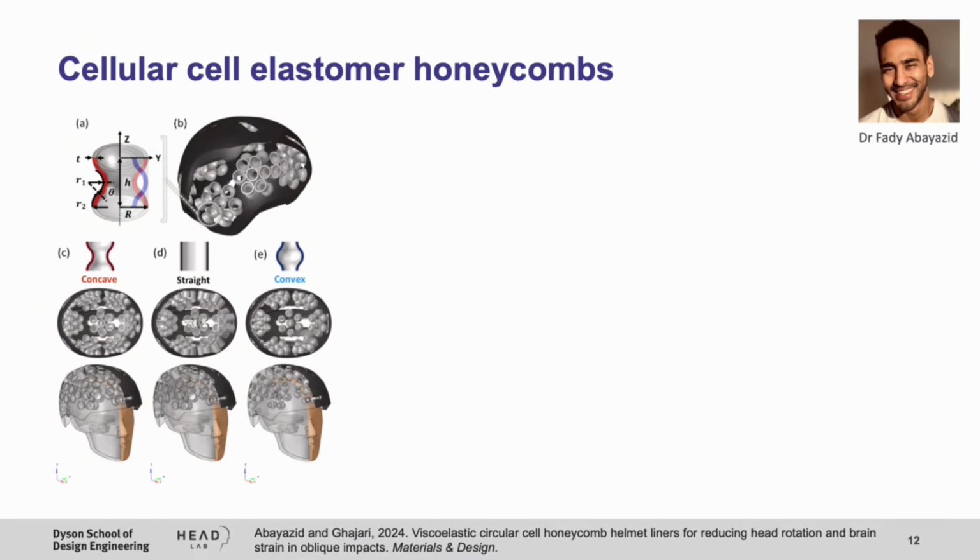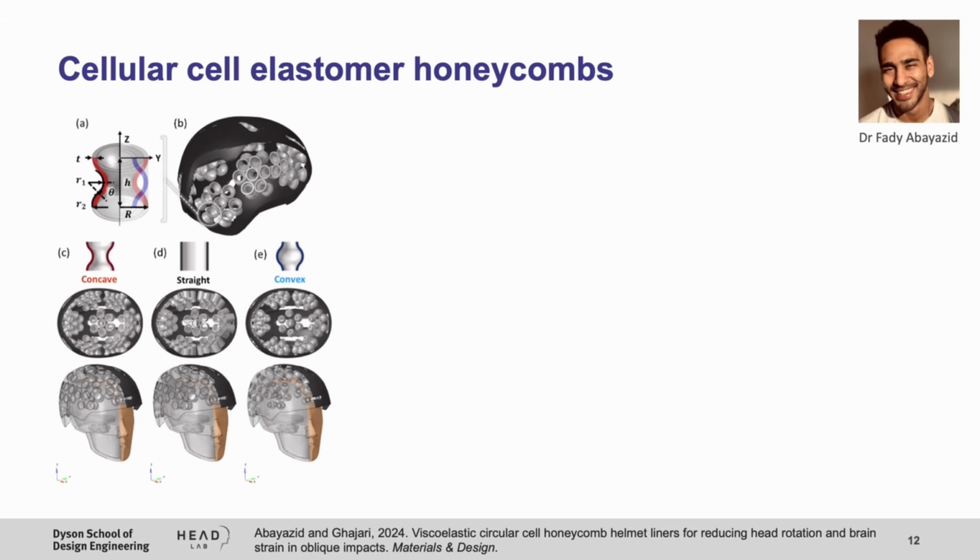Another use of finite element analysis in my lab was during Dr. Fedi Bayazid's PhD. He was looking at the use of elastomers as potential liners for helmets. And as you can see here, he was looking at a very interesting idea. Imagine we have these cylinders which can buckle under axial loading. But he was also giving them a bit of a twist. He would make the wall concave and convex, as you can see here.